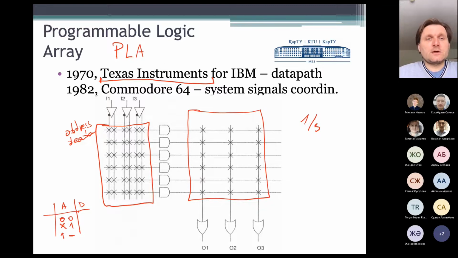What is interesting? 1970 solution for professional. 1982 solution for domestic use. So there was a big gap between professional technology and domestic technology. So there is about 10 years.